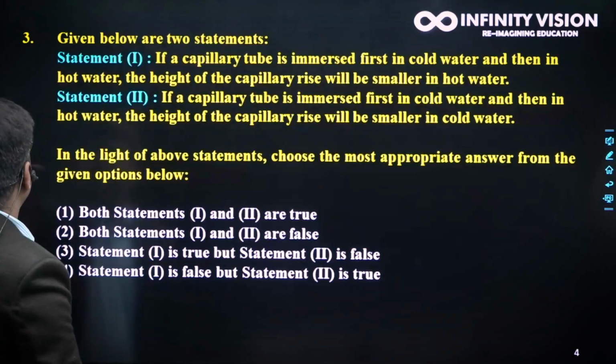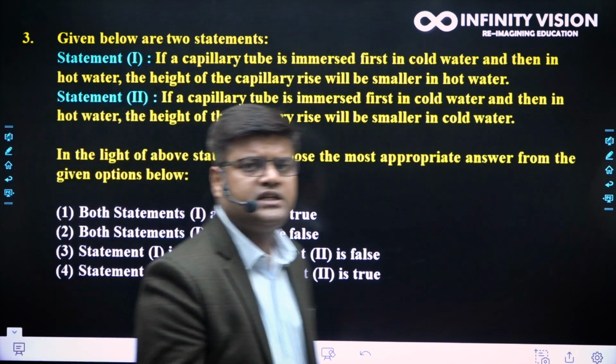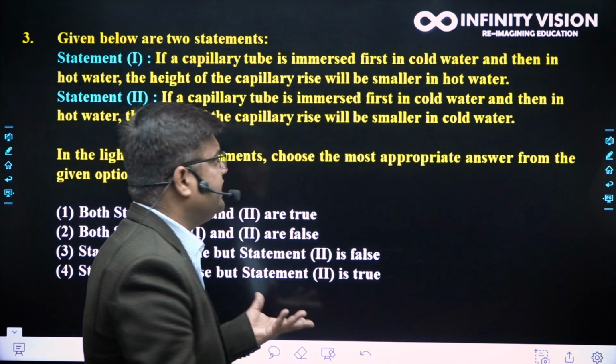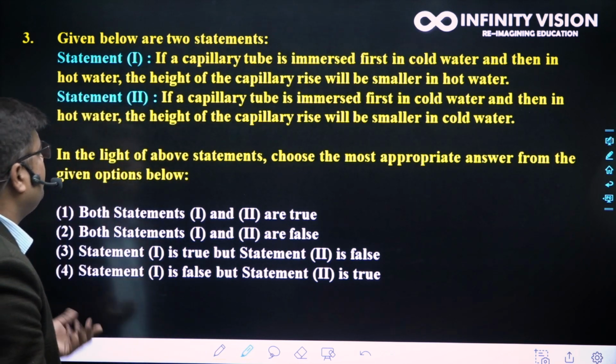Now coming to question number 3. This is a statement-based question. It's a very simple question based on surface tension. We have to check which statement is true and which statement is false, or whether both are true or false. Let's see.